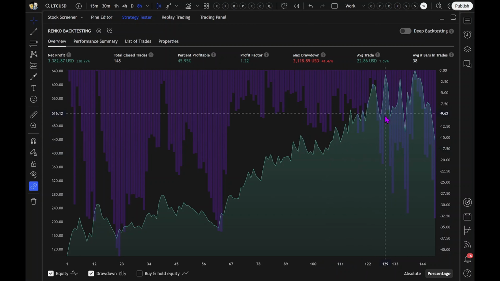This curve is our equity curve. That is the evolution of our account capital. We can see that the strategy has generated 338% out of 148 closed trades. We have a win rate of almost 46%, a profit factor of 1.22, and a drawdown of 41%, which is what makes the strategy so risky. And I will explain why.